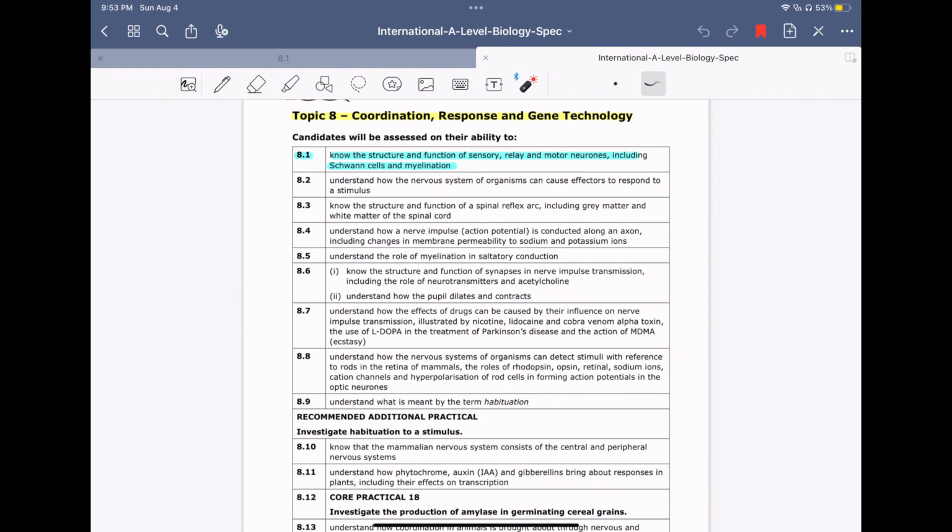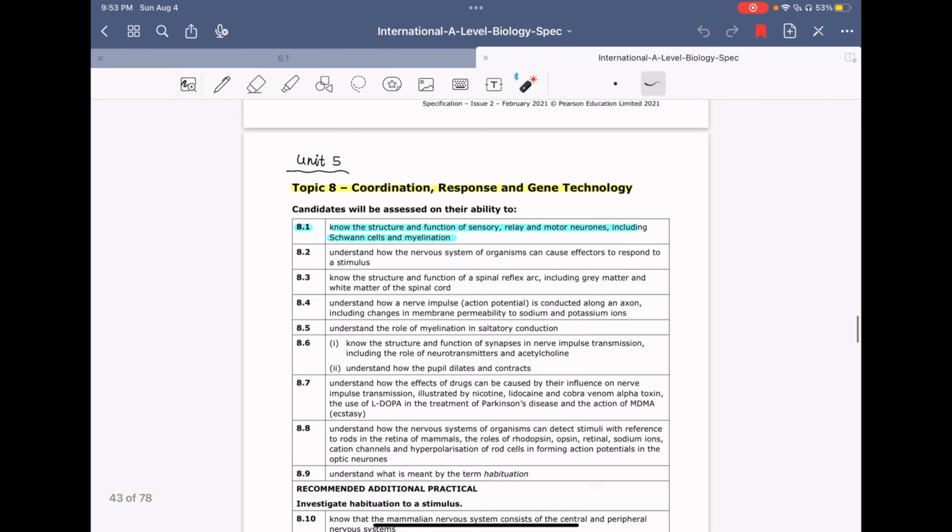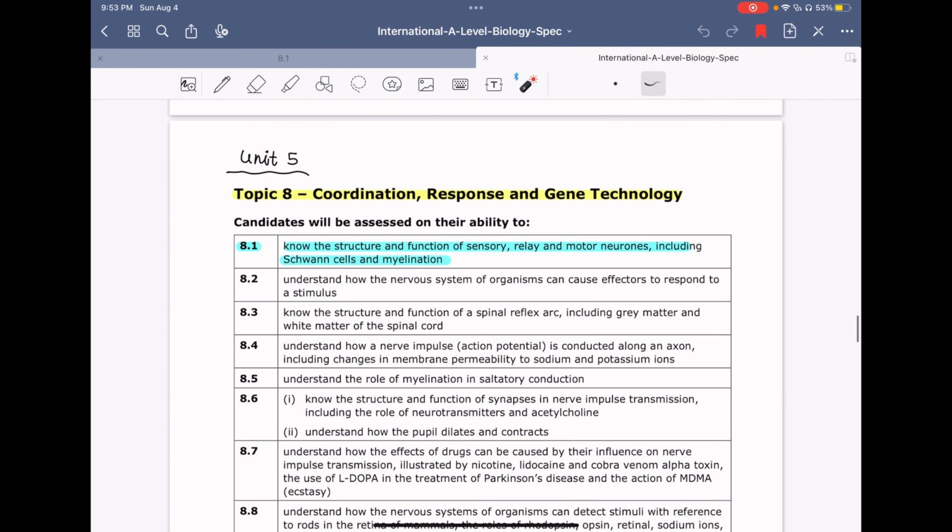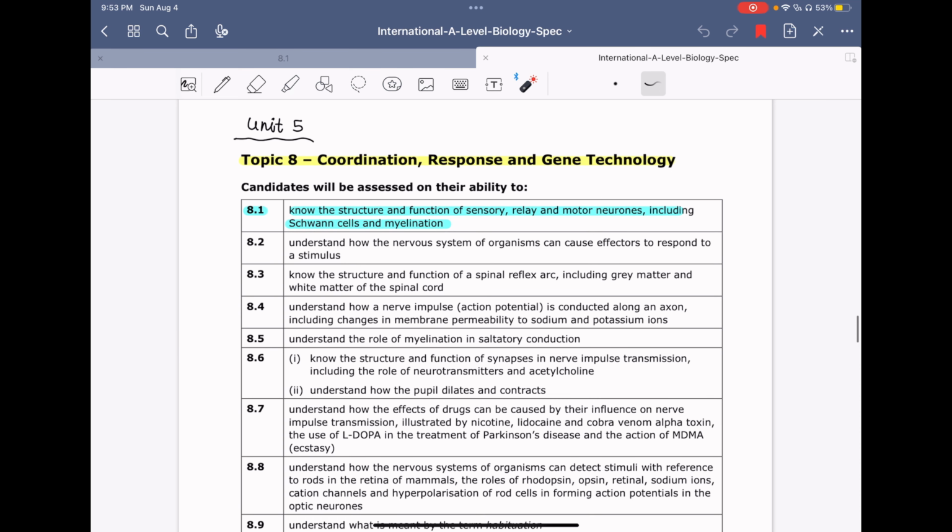First of all, before anything, I want to emphasize the importance of the specification, because the specification literally tells you what to study for each unit. So today we're going to look at 8.1, which is to know the structure and function of sensory, relay, and motor neurons, including Schwann cells and myelination.